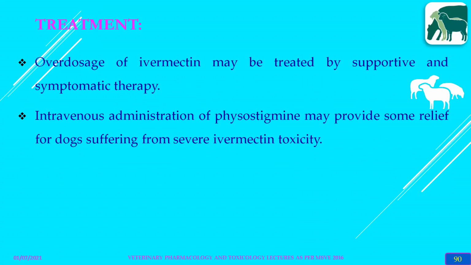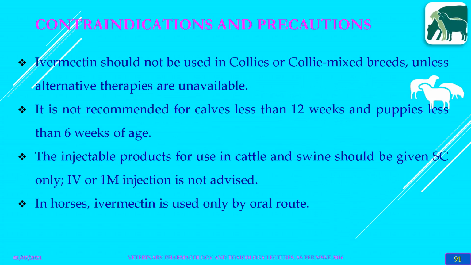Then contraindications. As usual, it should not be used in the collie breed of dog or collie-mixed breeds unless there are no other alternatives. It is not recommended for cows less than 12 weeks, or 2 to 3 months of age, and puppies less than 6 weeks of age. So in both of these cases, one should not use it.